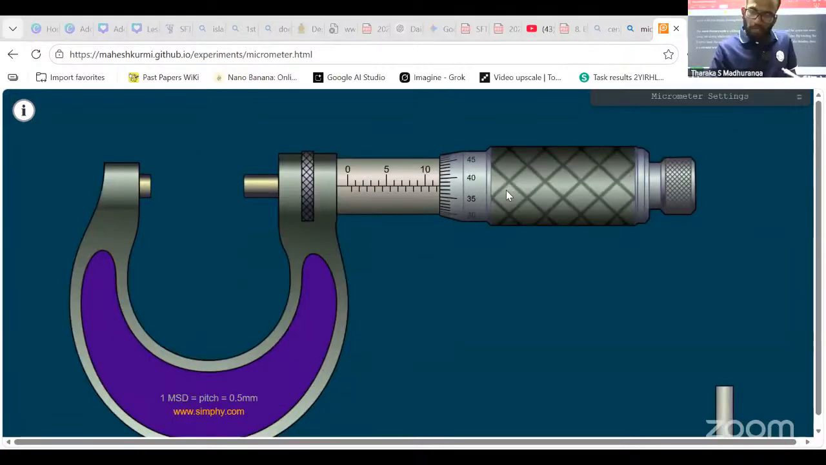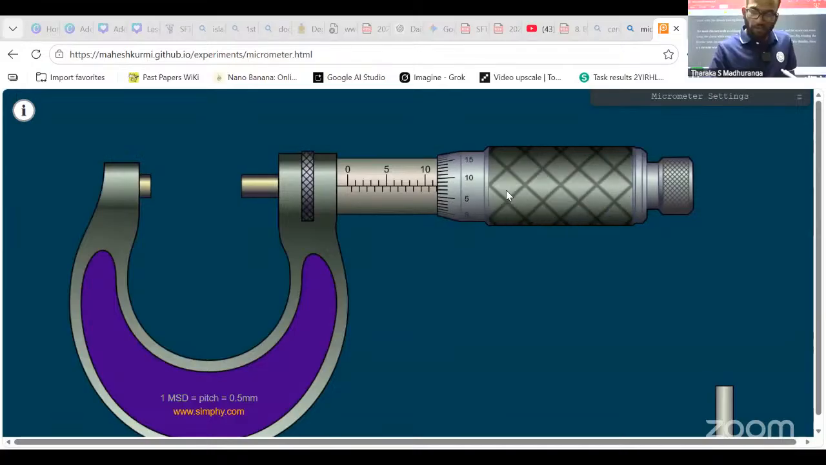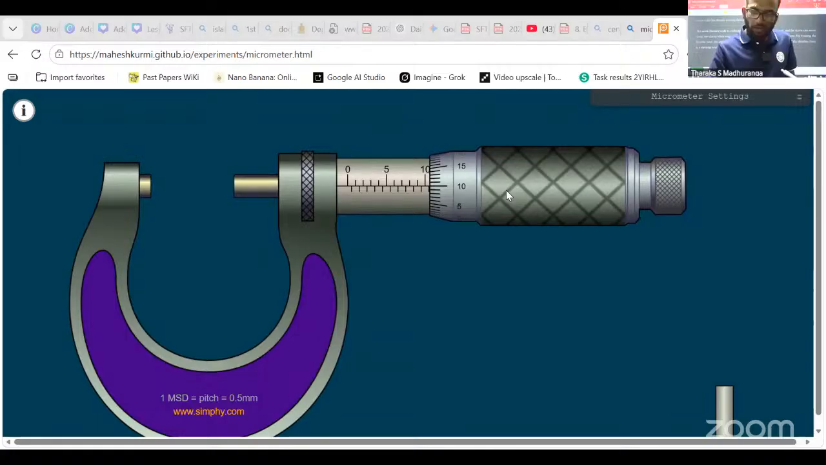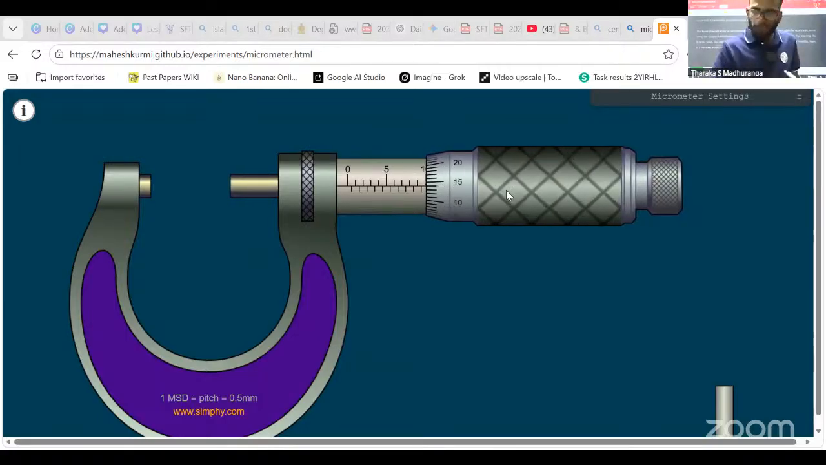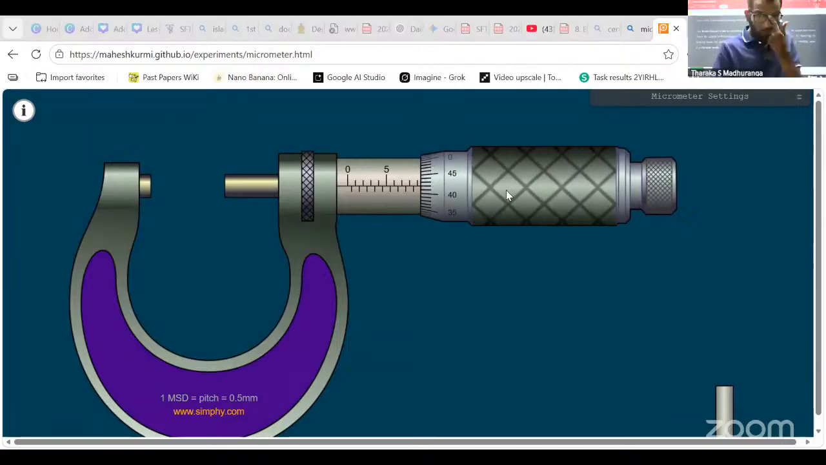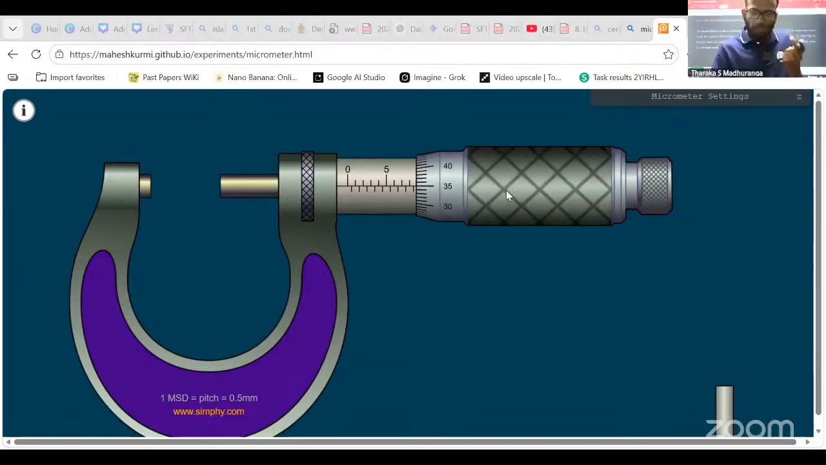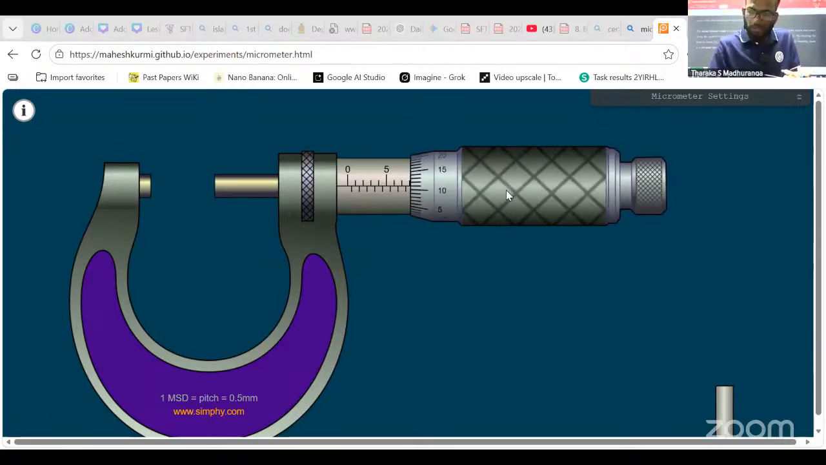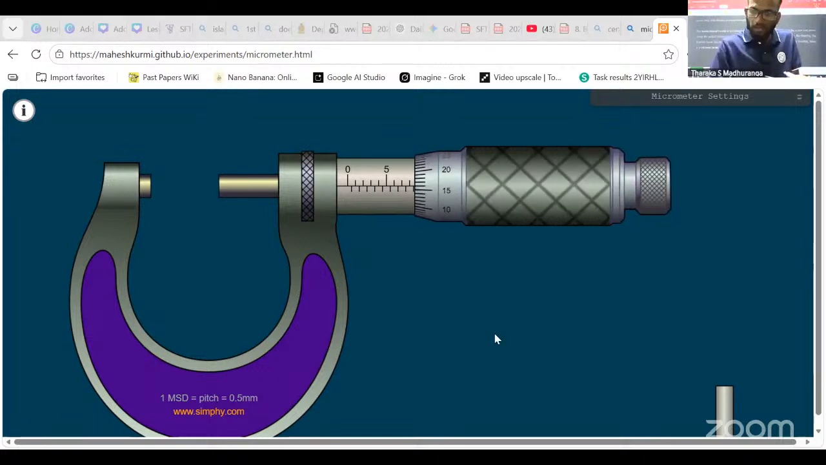When I rotate the circular scale, what happens? It is rotating and the circular scale moves along the sleeve, right? It is moving with the spindle. With the spindle, the circular scale is also moving. Clear? If I rotate in the opposite direction, it moves in the opposite direction. Clear now?